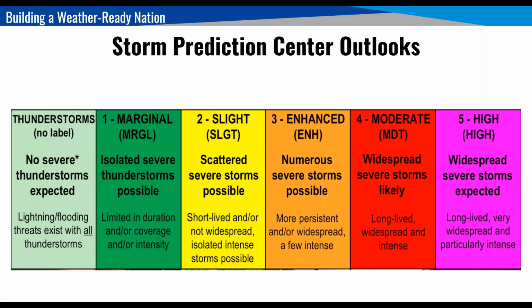Now onto the more significant categories, as some of you may have noticed over the past couple of days or past couple of weeks across portions of the southeast United States, is a moderate risk or a high risk. A moderate refers to widespread severe storms being likely, some of these being very long-lived, widespread, and intense, while high risk, which is rarely issued, despite there actually being two already this year in 2021 across portions of the southeast United States, is for concerns of widespread severe storms being expected, with very much of those being long-lived, very widespread, and particularly intense.